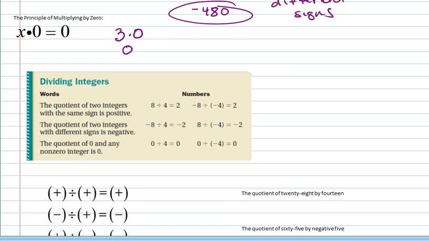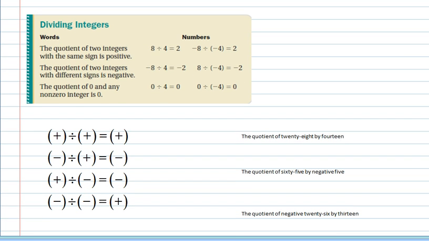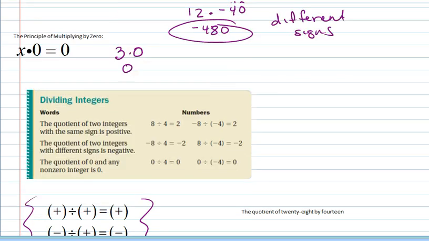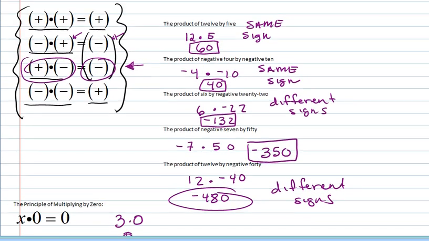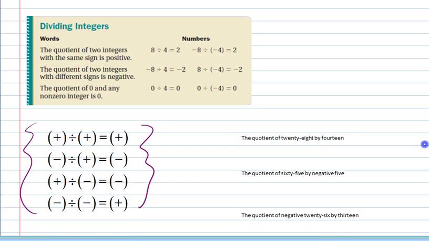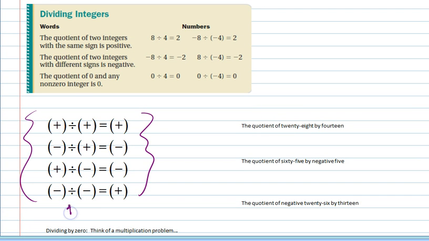Let's talk about dividing. The cool thing about multiplying and dividing integers is you can use the same set of rules. You'll notice that this table is the same as the multiplication table that we created up here. The only difference is that my sign is division. So two positives make a positive, two negatives make a positive, and any combination of one negative and positive gives me a negative quotient. Here are the three rules.